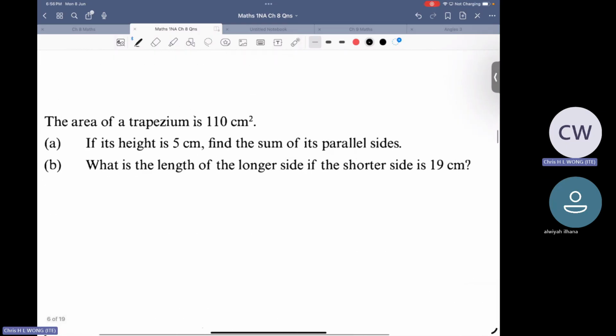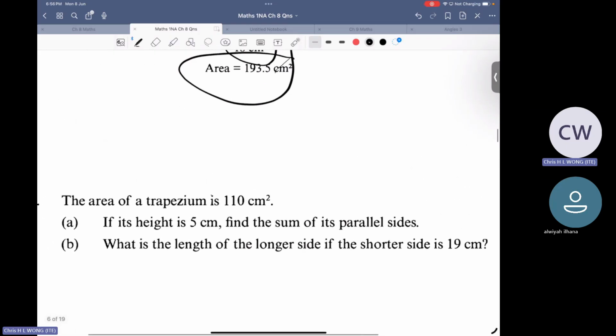We do one question without the diagram, no figure. So you draw the figure yourself. They tell you this is a trapezium. The area of the trapezium is given. If the height is 5 cm, you're supposed to find the sum of the parallel sides. What does it mean?